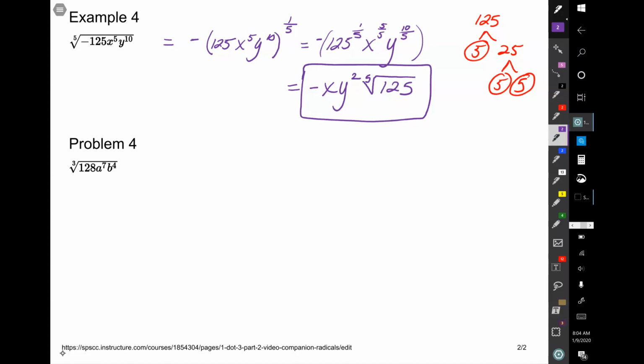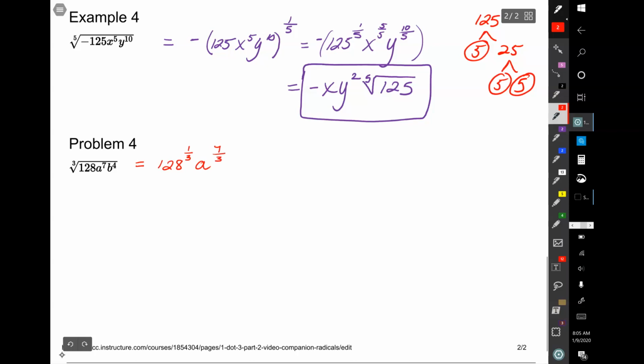Problem 4 says cube root of radicand 128, a to the 7th, b to the 4th. This one's just a little bit different because you're going to have some leftovers, so see how you do with it, and then I will do it out fully. Okay, so again, using our change of form here, we're just going to do 128 to the 1/3, and then a to the 7/3, and b to the 4/3.